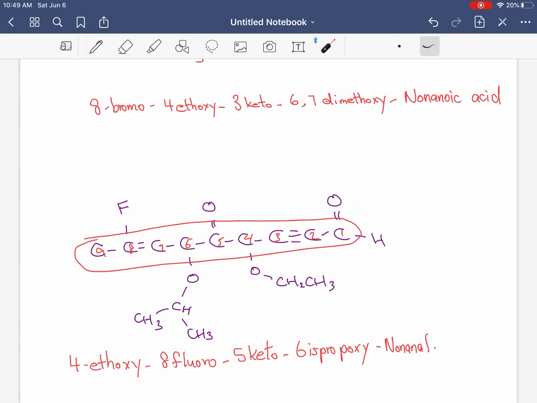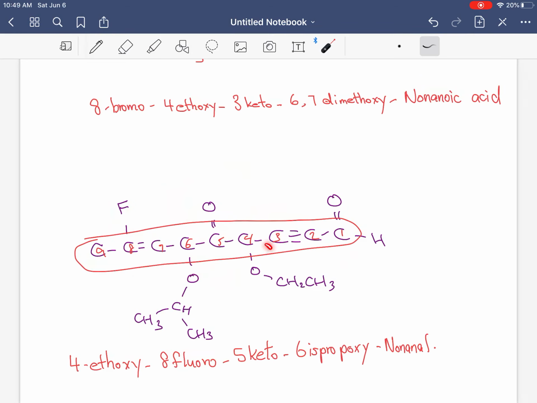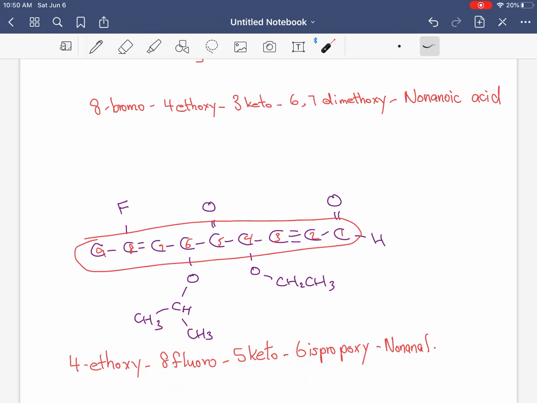Okay. And we're seeing the fact that these are all side groups, right? So what we have here is an ether side group we just learned, because of the COC configuration here. As an ether, we name this, of course, ethoxy. Here's another ether. Okay, this will be an isopropoxy. And then we have fluoro, we have keto, and then we end up with your aldehyde. So we give them their numbers, like 4-ethoxy, 8-fluoro, 5-keto, 6-isopropoxy, and nonanal.